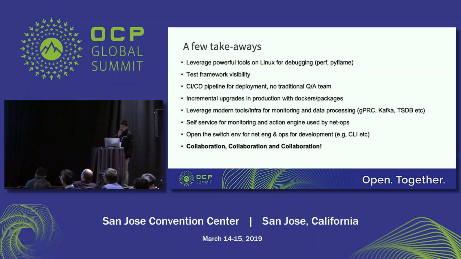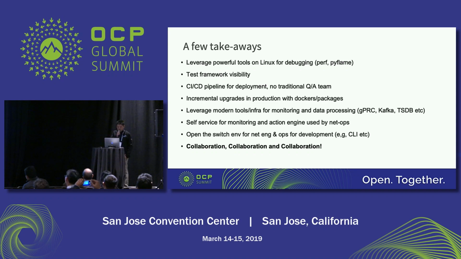So just a few takeaways, right? We leverage powerful tools on Linux for debugging. As you can see, for the previous route installation convergence time issue, we used perf tools. We can precisely locate and pinpoint the problem. In the production network, we also ended up seeing some problems with the Python program, so we used py-flame, for example, to debug those things. We can know exactly which line of the code in the Python is causing the problem.